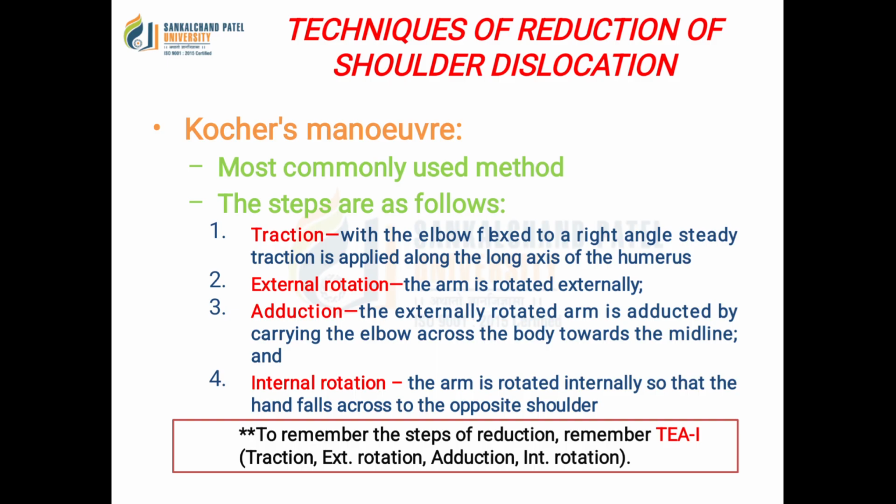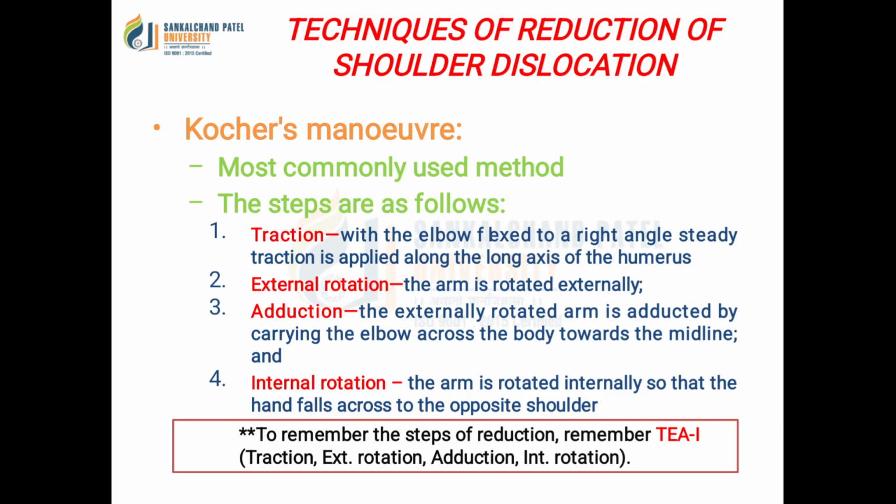First is traction. With the elbow flexed to a right angle, steady traction is applied along the long axis of the humerus. Followed by external rotation, the arm is rotated externally. Followed by adduction, the externally rotated arm is adducted by carrying the elbow across the body towards the midline, followed by internal rotation. The arm is rotated internally so that the hand falls across the opposite shoulder.